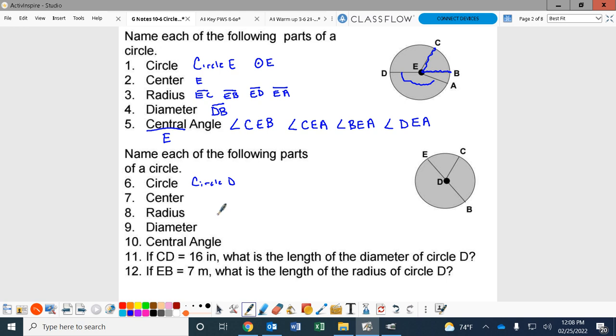D. Just D. The radius, you give me 2 of them. I heard DE, I think, was the first one. And then what's another one? DC. You could also say DB, just in case you did that one. You could put 3 of them if you wanted to. A diameter, there's only one of them. EB or BE, it doesn't matter. I'll put BE just to show you it doesn't matter which way it goes.